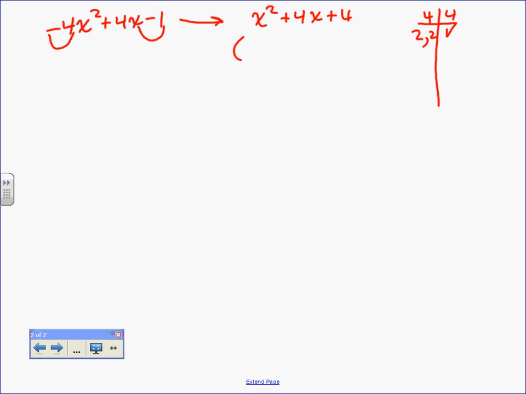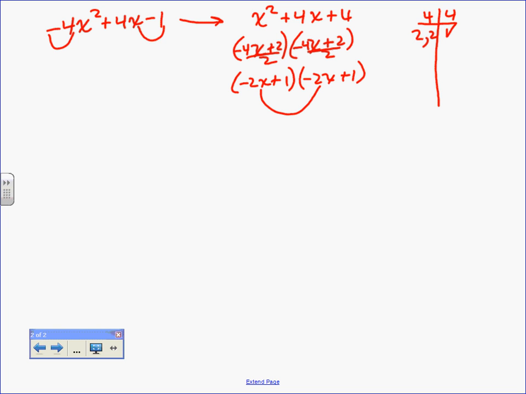And so we would have x plus 2 times x plus 2. Bring back in the negative 4 and divide out by the GCF of 2 in both cases. And we would get negative 2x plus 1 times negative 2x plus 1. We see there's a problem when we multiply that back, because negative 2x times negative 2x is positive 4x squared, and that's not what we started with. So we need to approach this in a different way.